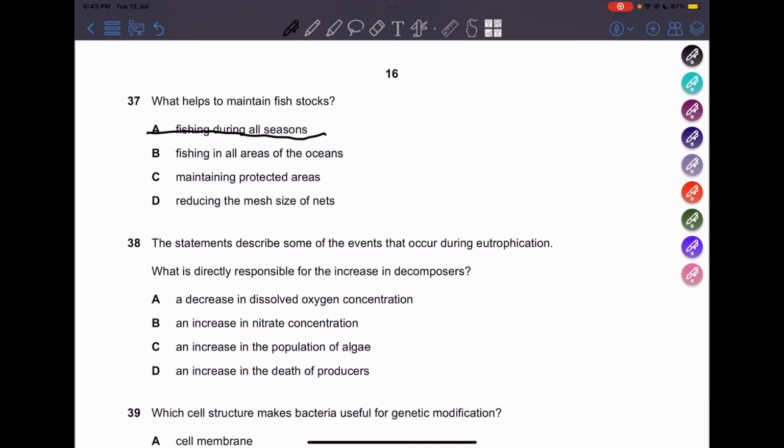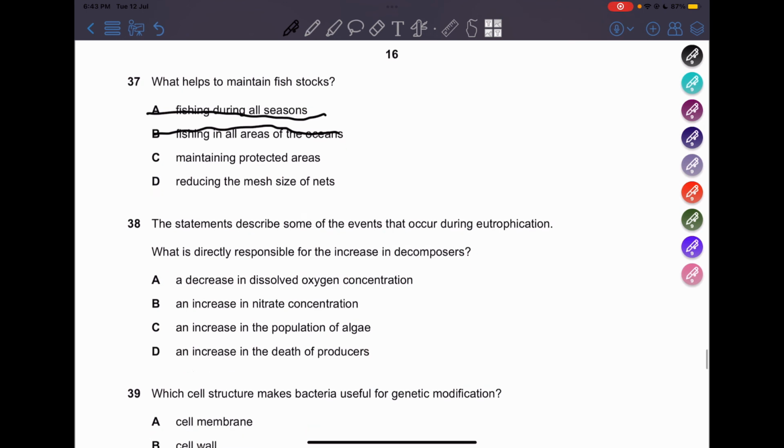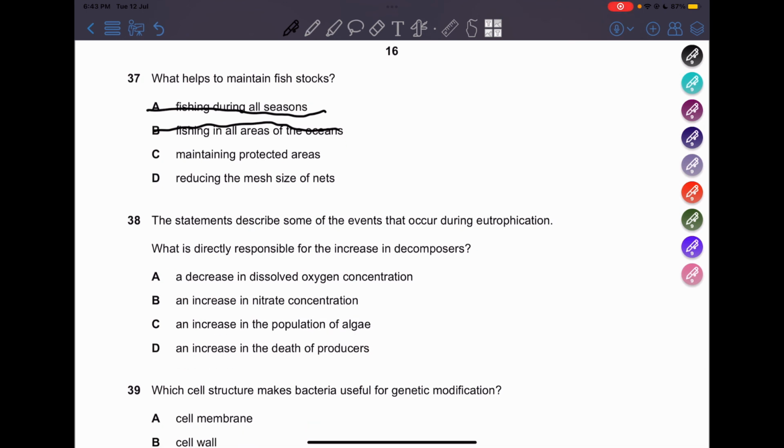B, fishing in all areas of the ocean. Now this is actually again incorrect, because some areas have newborn fish, so these fish are trying to grow, so like that we're going to harm the population and decrease it. So no. C, maintaining protected areas. This is actually correct, because maybe this area has small fish that need to grow in order to increase the population and reproduce, and again increase the population. So if we maintain these protected areas, we're going to try to control the population a little bit. So our answer is going to be C.